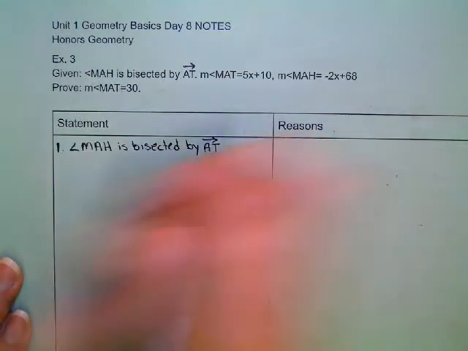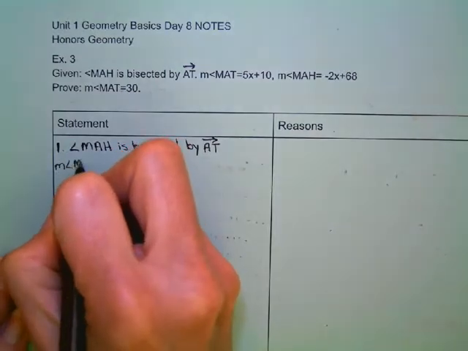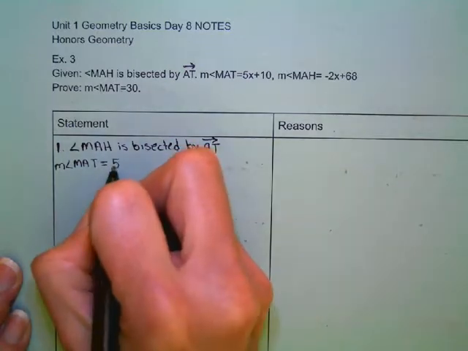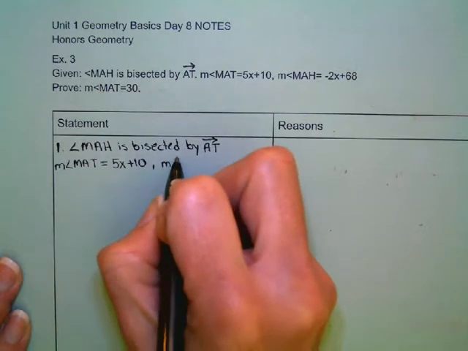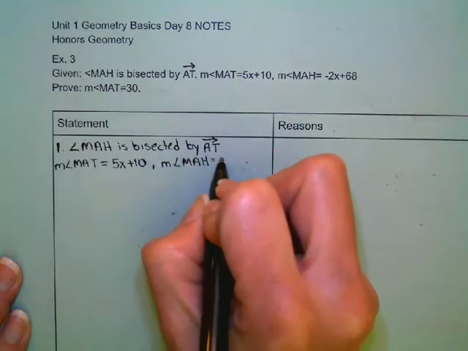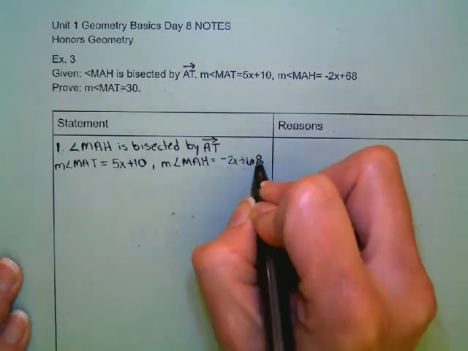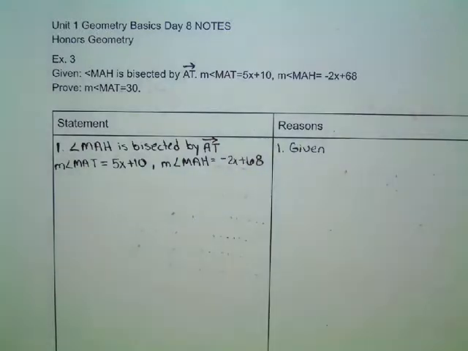And then we're going to put the measure of angle MAT equals 5x plus 10. I'm just literally copying down everything that's up here in the given. Measure of angle MAH equals negative 2x plus 68, and we're going to call all that just given. Given is always the first line.